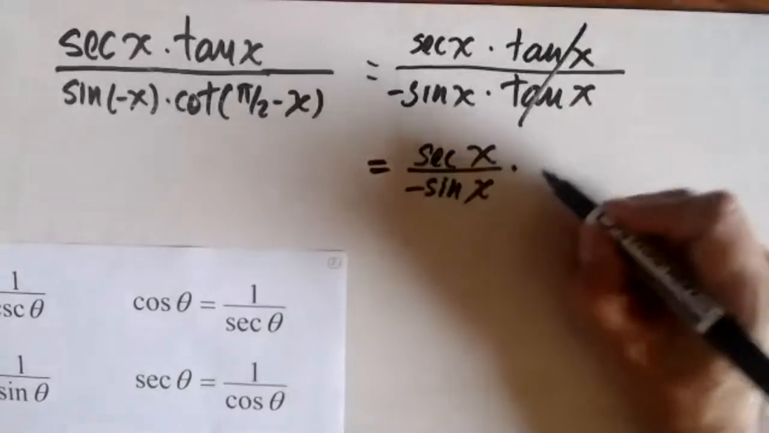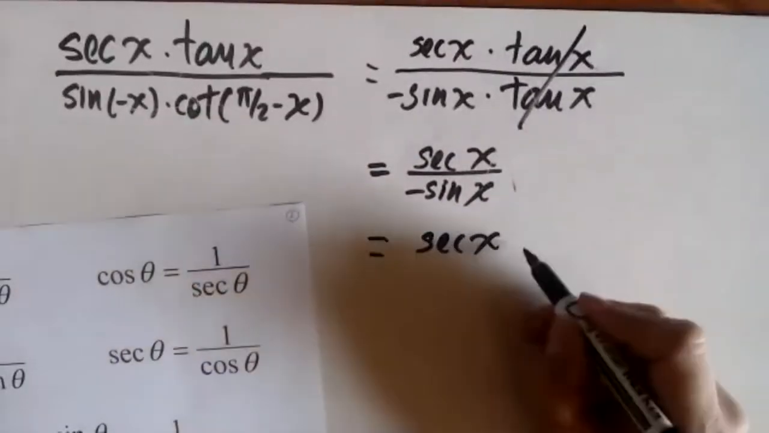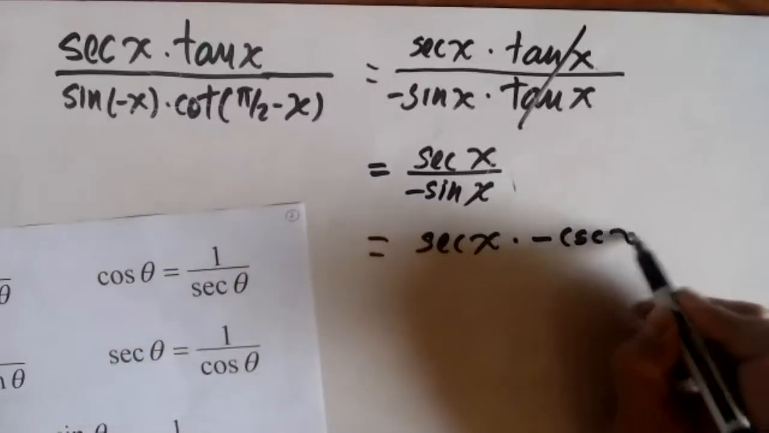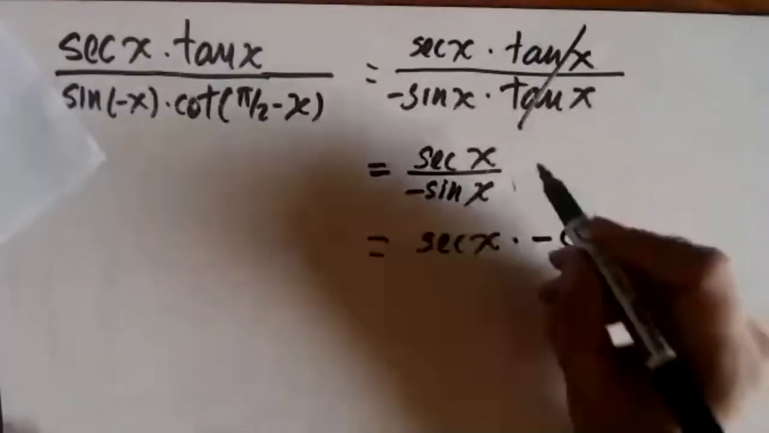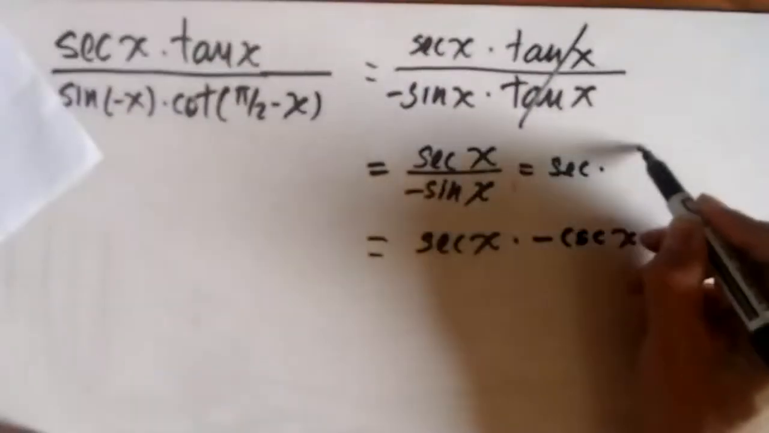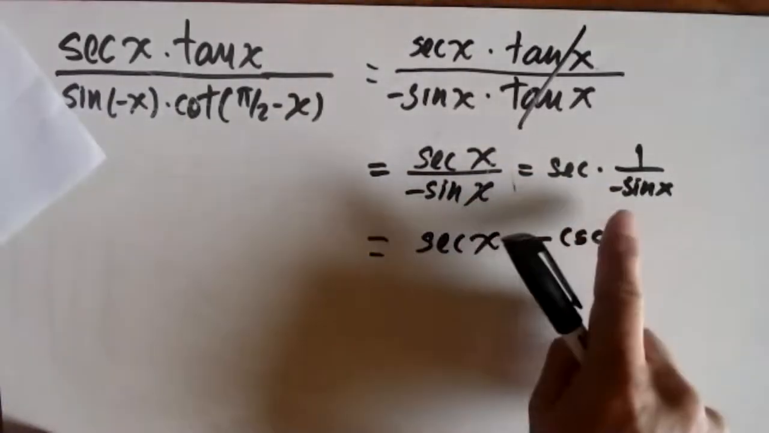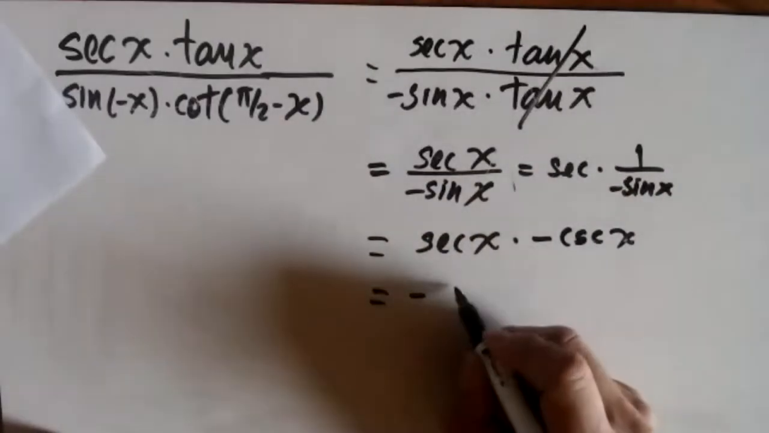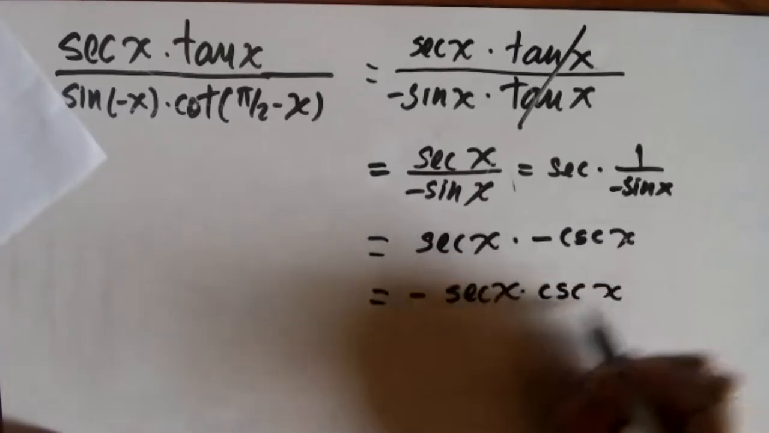So this is secant, right? So this is going to be secant x times negative cosecant x. Again, why? Because 1 over sine is cosecant. Remember, this is secant times 1 over negative sine x, correct? That's what I'm doing. I separate it, and then this is cosecant. So this is negative secant x times cosecant x.